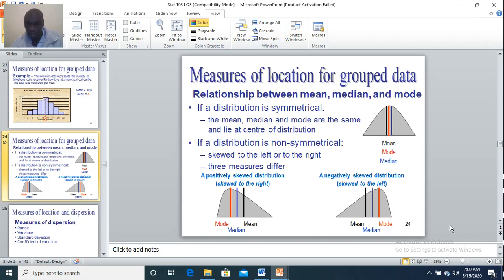So these two are not symmetrical, meaning they cannot be divided into two. But this one, the normal, is divided into two.